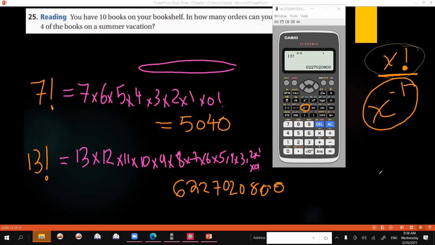So here, if I'm asking you now, in how many ways or how many orders can you arrange the girls, if you have 15 girls in the class, what do you have to do? 15, then we make shift, and then the x to the power -1, equals 15 factorial, which equals this big number, 1,307,674,368,000.